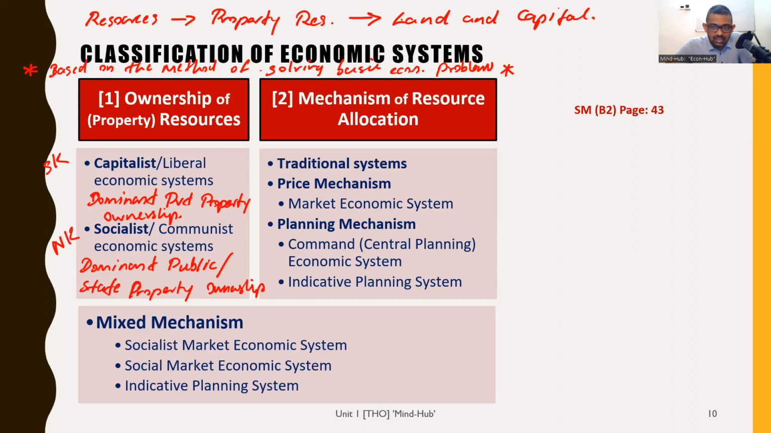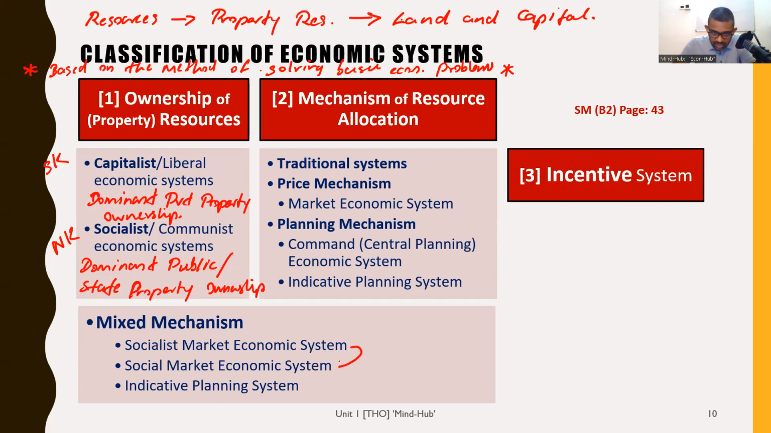I said the mix is mainly the price and the planning. At the moment, Sri Lanka is a socialist market economic system. Actually, based on our present president and the government, and for a few years now, Sri Lanka is trying to go from a socialist market economic system to a social market economic system. Small difference, three letters, the IST. But there's a big difference between the two, right?